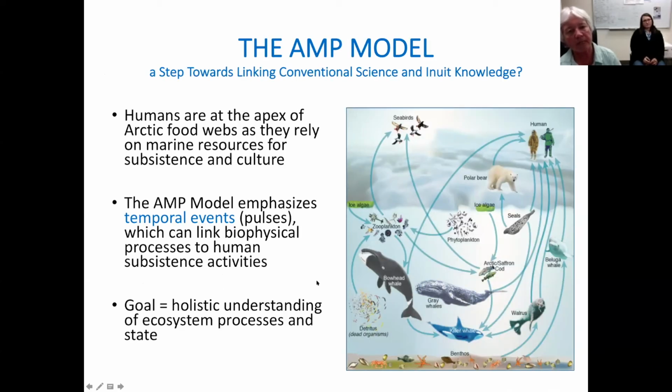So we end the paper trying to discuss how the AMP model may or may not be helpful towards linking conventional science with Inuit or traditional knowledge, noting that, of course, humans are at the apex of these Arctic food webs. We have an emphasis on temporal events or pulses, which we feel can link the events to hunting strategies and things that people that live in the Arctic might find of use. The goal, again, is a holistic understanding of ecosystem processes.